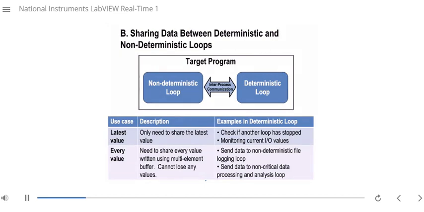So in this case, the file logging itself doesn't need to be deterministic, so that's being handled in a non-deterministic loop. However, we need to get all the acquired values from our deterministic loop all the way to the non-deterministic loop. So in this case, it's not the latest value that we're concerned with. We want to get every single value that we acquired in that loop. Or possibly we want to send all that buffer data to a non-critical data processing and analysis loop that doesn't have to run deterministically.